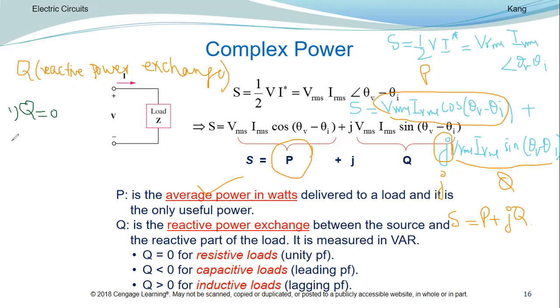If Q equals to 0, what happens? If Q is greater than 0, what happens? And third, if Q is less than 0, what will be the case? So if Q equals to 0, it is only for resistive loads. Please write it down. These are the main points for the complex power. So Q equals to 0 is for resistive loads and unity PF.